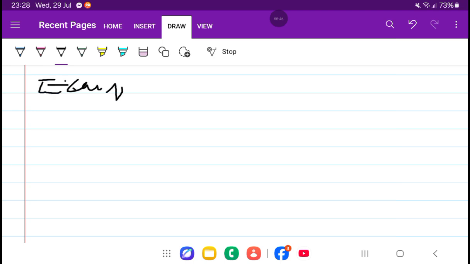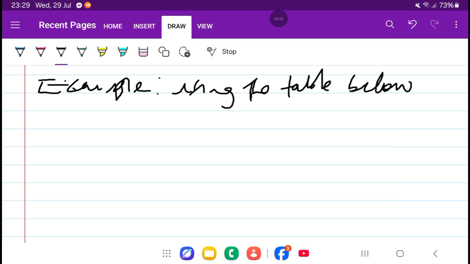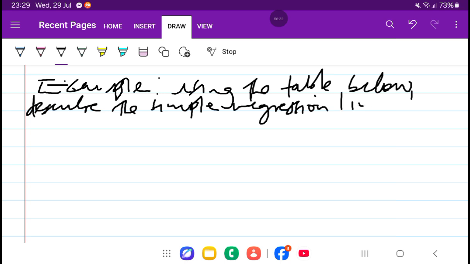Example, using the table below, describe the simple regression line. So let's have the data set x, y.